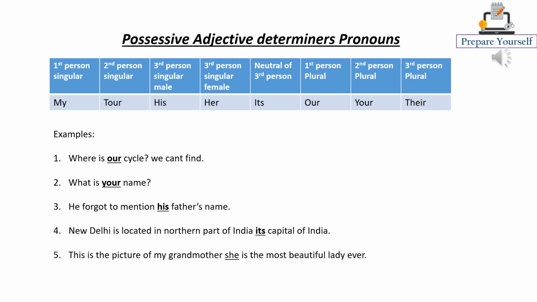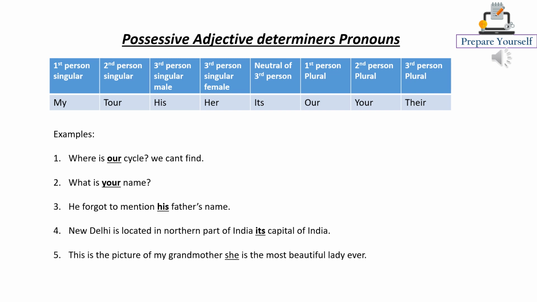Where is our cycle? We can't find it. What is your name? He forgot to mention his father's name. New Delhi is located in the northern part of India. It's the capital of India. This is the picture of my grandmother. She is the most beautiful lady ever.